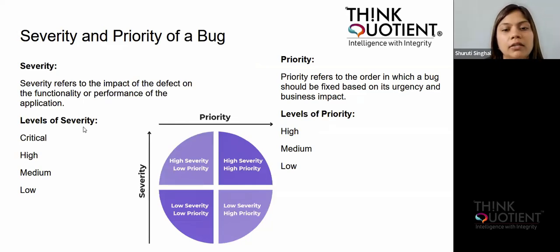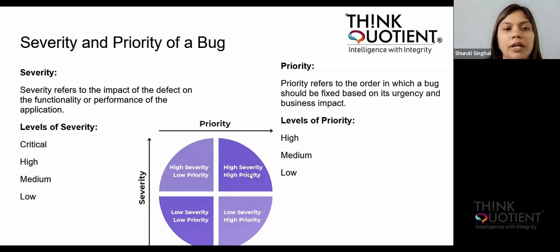So let us understand this with the help of an example of what severity and priority mean. Severity of a bug is assigned by a tester. We are telling how badly that particular thing is affecting my system. If I say critical, that means the system is crashing or I'm having some data loss and there is no workaround for that. The app is not working because of that. So that is critical.